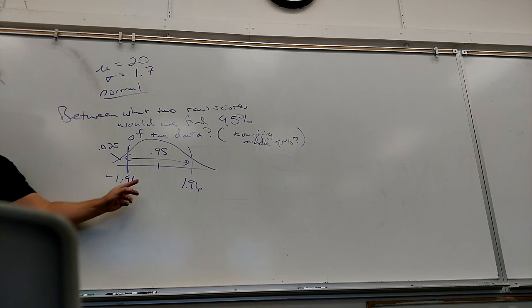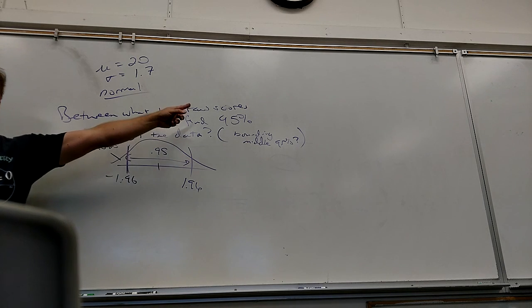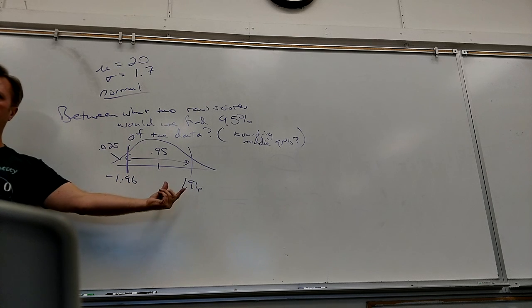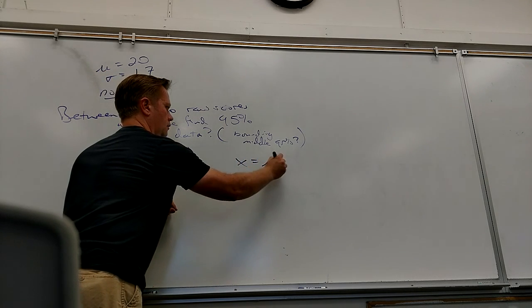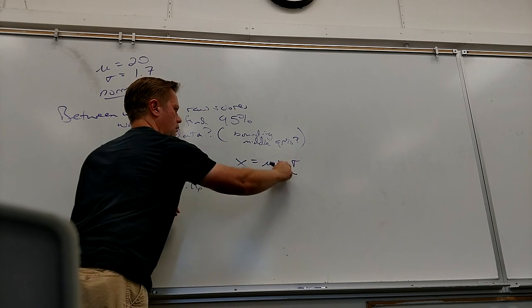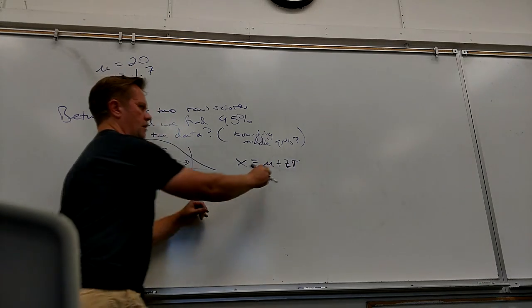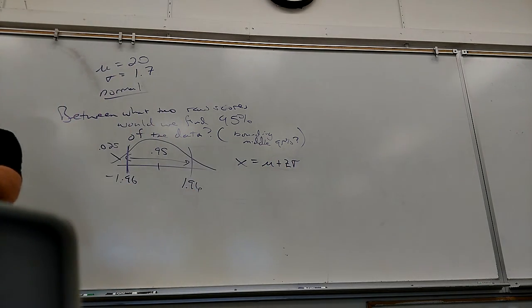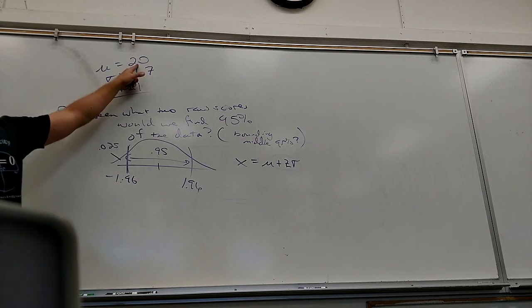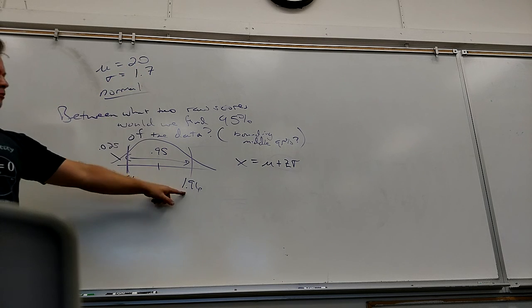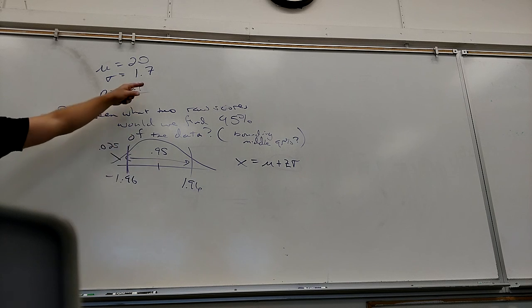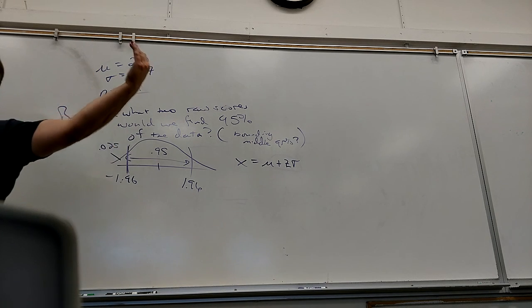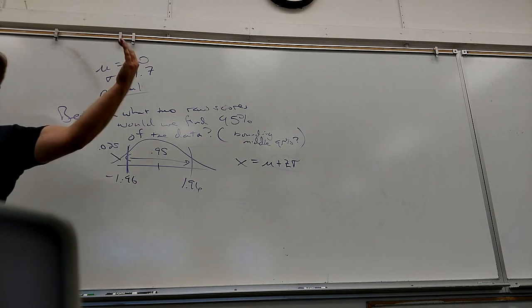Now, how do I change these? I've got between what two raw scores, so I've got to change both of these into raw scores. And of course, the formula for that is, let me let you guys try this out. So I got to do the mean plus 1.96 times this, and the mean minus 1.96 times this, and that's going to tell me the 2 raw scores that it fits between, the 95% of the data.